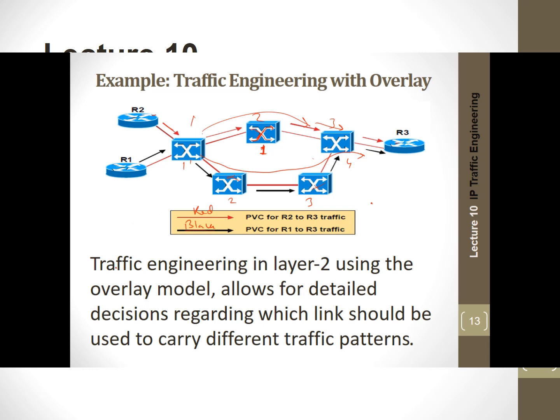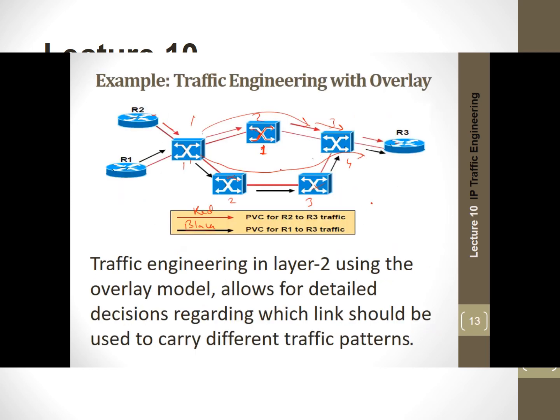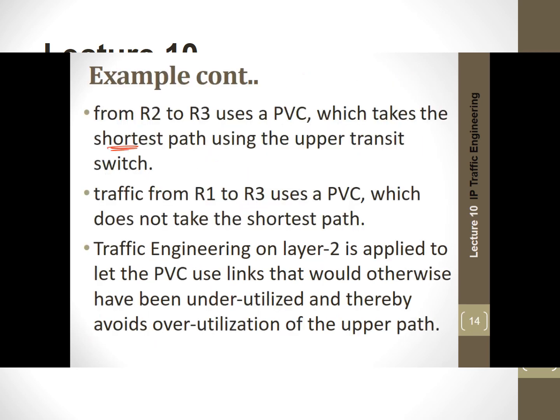This is what it says here. Traffic engineering in layer 2 using the overlay model allows for detailed decisions regarding which link should be used to carry different traffic patterns. So traffic from R2 to R3 uses a PVC which takes the shortest path. Which one is the shortest path? As I told you before, this is the shortest path. Traffic from R1 to R3 uses a PVC which does not take the shortest path.